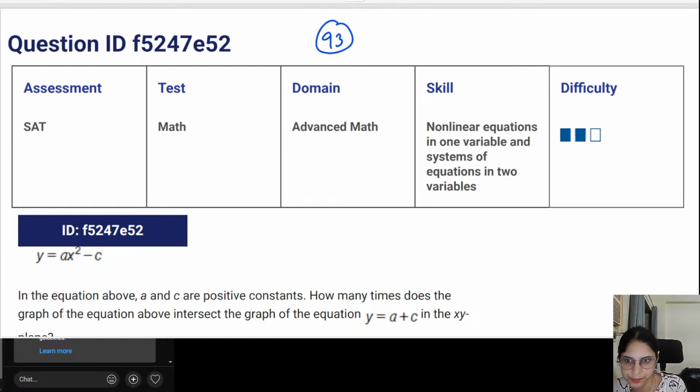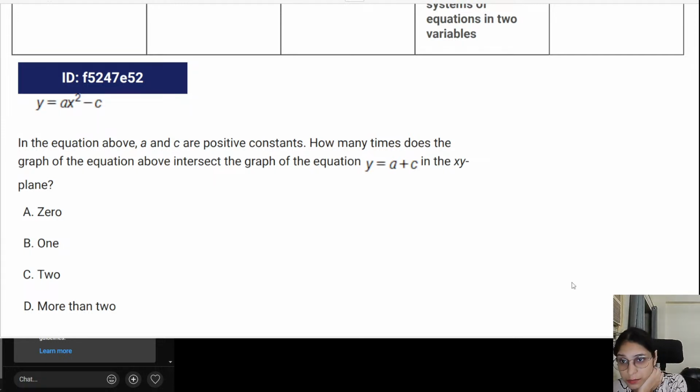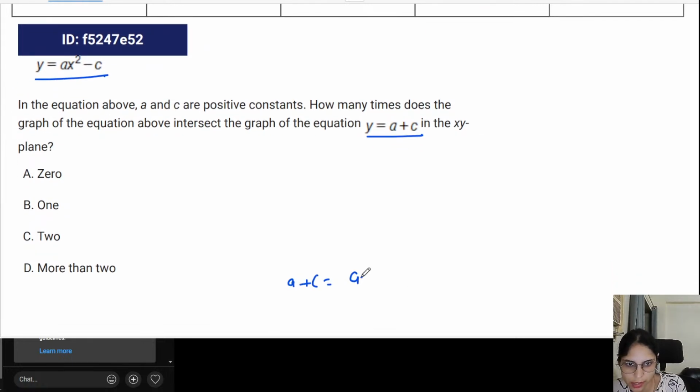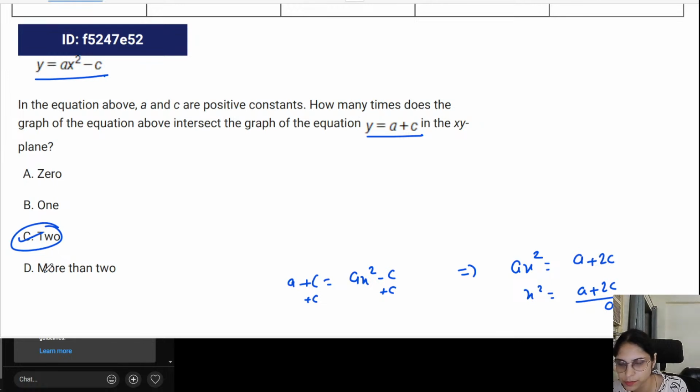This is also quadratic. y equals ax squared minus c, where a and c are positive constants. How many times does the graph of the above equation intersect the graph of the equation y equals a plus c in the xy plane? Okay, so I will try to solve it normally. a plus c is equal to ax squared minus c. ax squared is going to be a plus 2c. x squared is a plus 2c over a. That means 2. Because a and c are positive constants, a plus 2c over a is going to be positive, so it's possible to take its square root. If they were negative, then we wouldn't be sure.